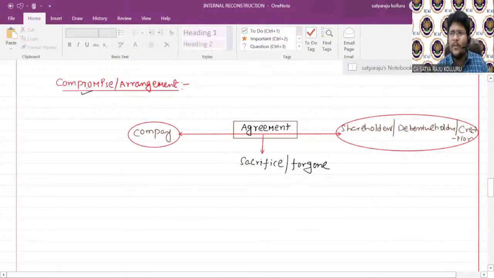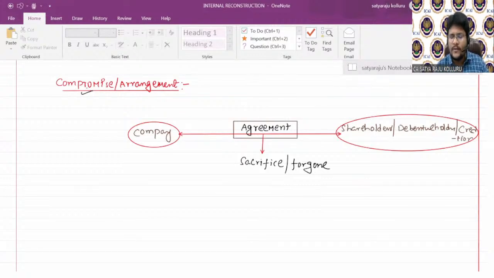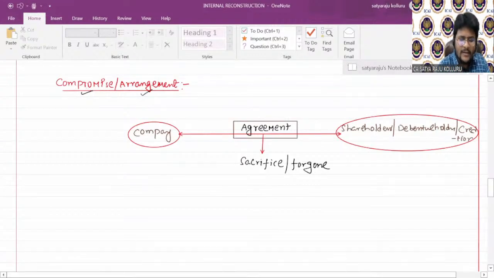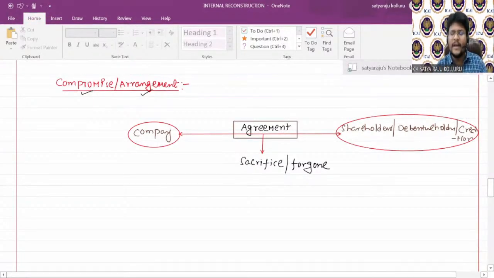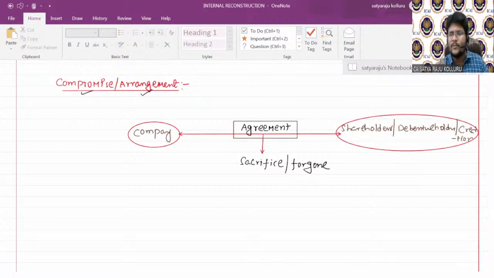That means in case of compromise, both parties do not directly agree to such terms. But in case of arrangement, there are no conflicts. Whenever the company says something, the other party also directly agrees and is ready to honor it. That is the difference between compromise and arrangement. But the ultimate theme is the same and very simple: an agreement between the company and the other party for the purpose of sacrifice or forgoing.